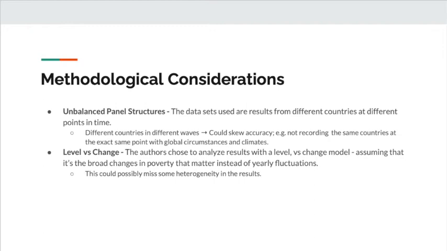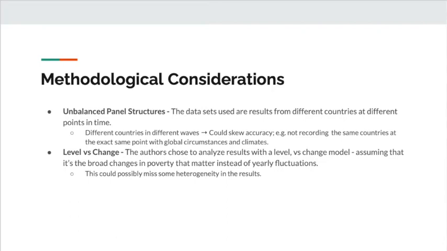So, first of all, with regard to methodological considerations, the first thing that is really important to bring attention to is that the panel structures in the study are unbalanced because the data sets that they use from each country are not from all of the countries at the exact same points in time. They come from different years, so basically this means that we're looking at different data sets in different waves.